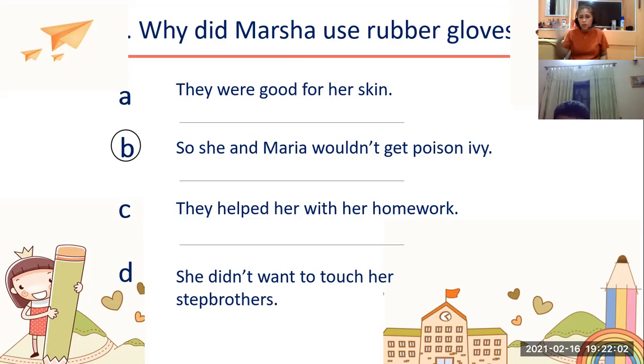Okay, what do you think? So she and Maria would not get poison ivy? Yeah, very good. Because, Tom, if they are not wearing the rubber gloves, they will get poison and have very itchy skin, because poison ivy can make your skin very itchy. So if they do not use the gloves, they can have itchiness on their body. Do you understand? Yes. Very good.